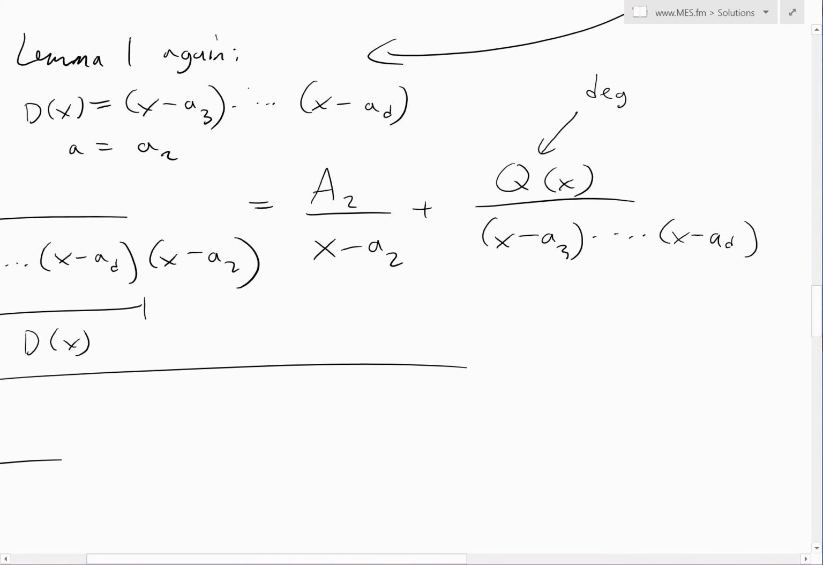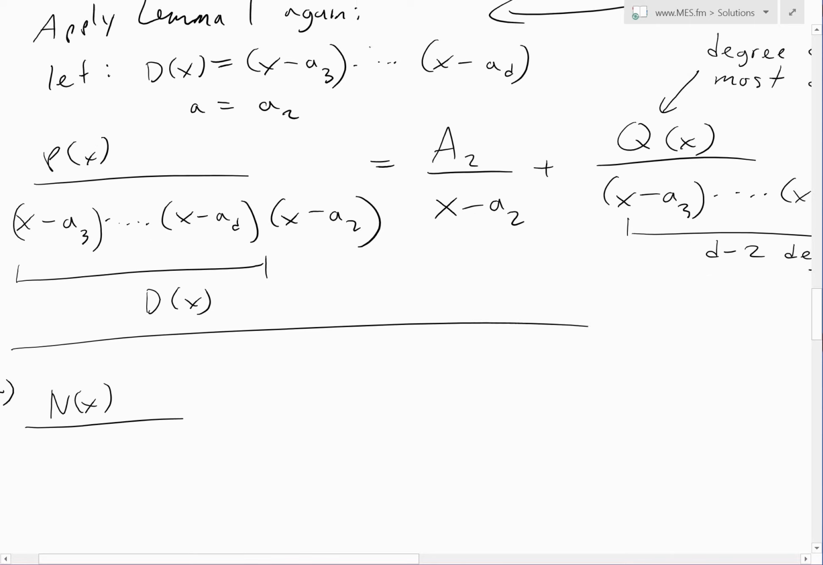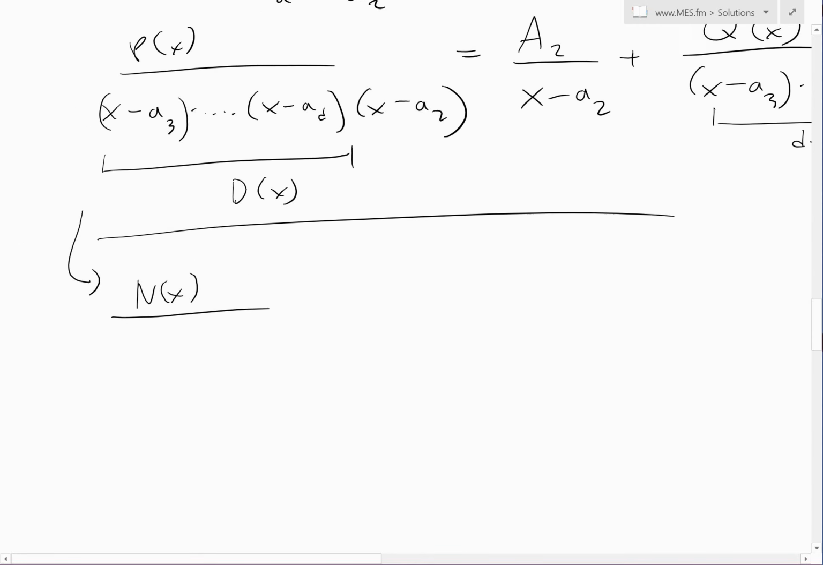this q of x has a degree of at most, because this one here is degree d minus 2, so this is always going to be less, degree d minus 3. So degrees just keep getting smaller and smaller.